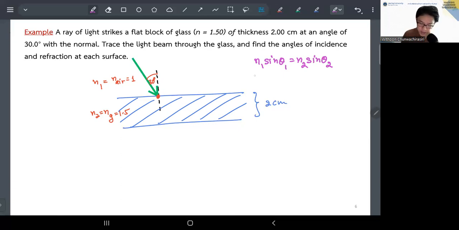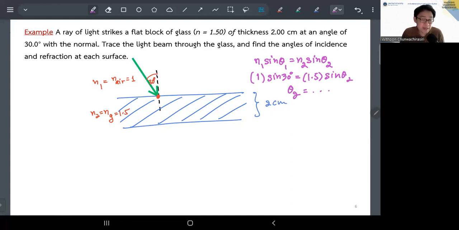You say n1 is air, that's 1. The incident angle is 30, so you put 30 degrees here. n2 is just glass. With this, you will be able to figure out what theta 2 should be, and you are done. See how easy it is to apply Snell's law.